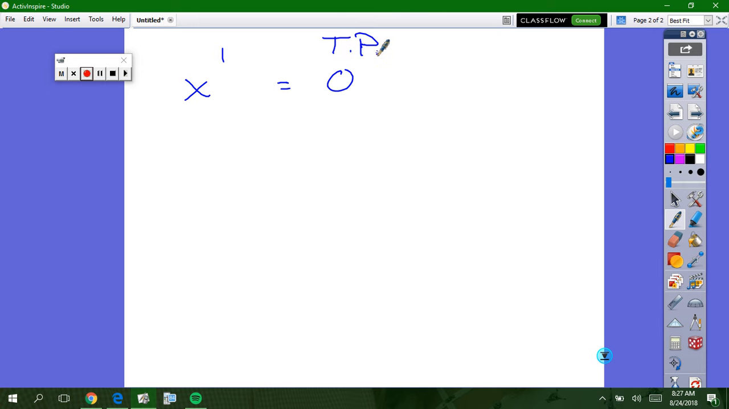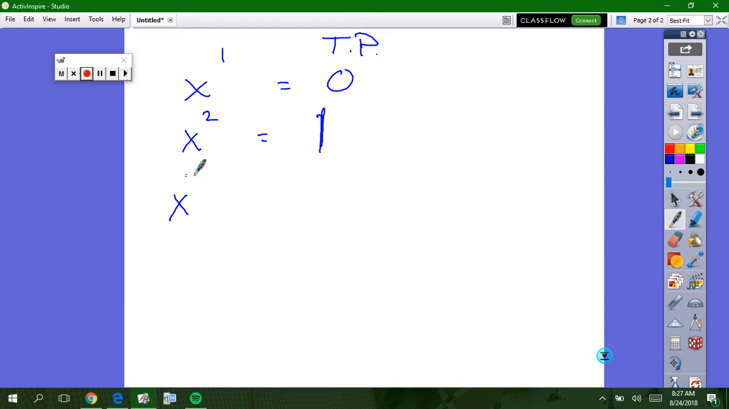Okay? X squared, what does it look like? How many turning points? 1. See how it's a turning point? Because notice I'm decreasing, and then there's a point that I start increasing. Is everybody there with me? So I have 1.